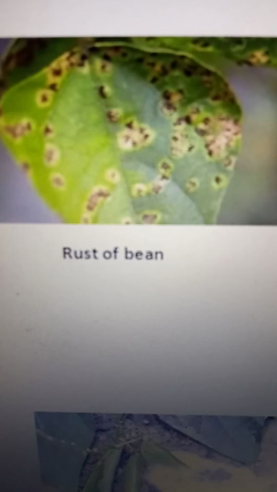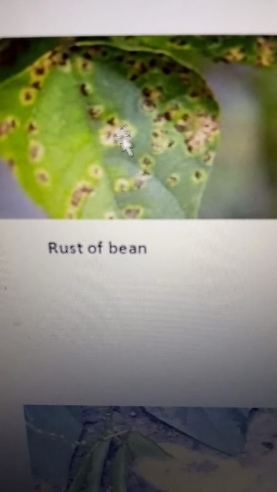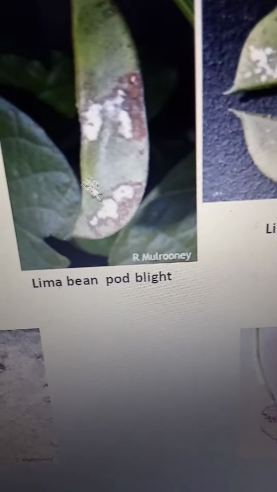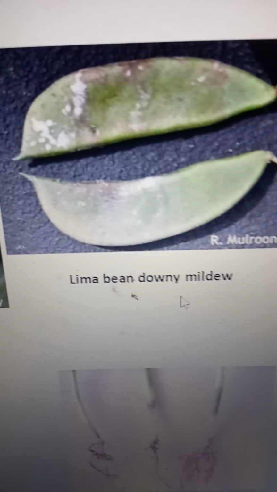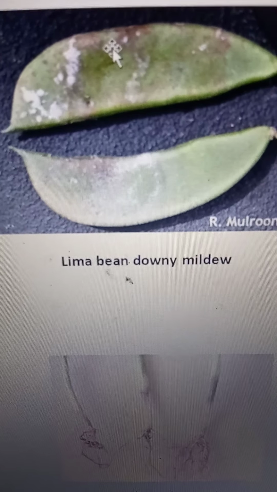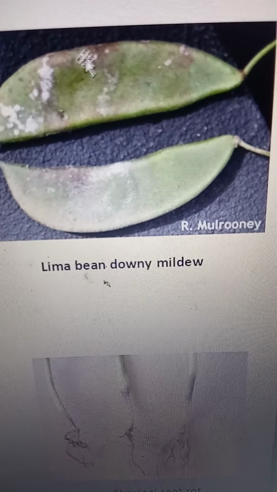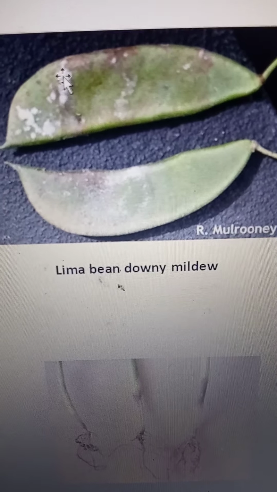Then next comes rust of bean. These are the orange pustules which are formed on the bean leaves due to the pathogen Uromyces fabae. And this is spot blight on lima bean, another very distinct symptom. And this is downy mildew, which you can find on lima bean as dark brown necrotic lesions along with white cottony growth.